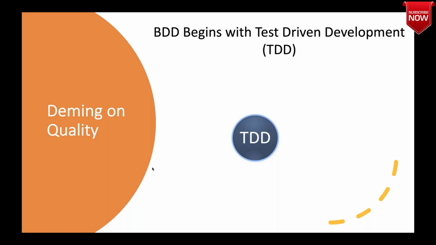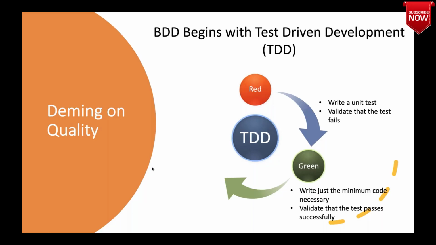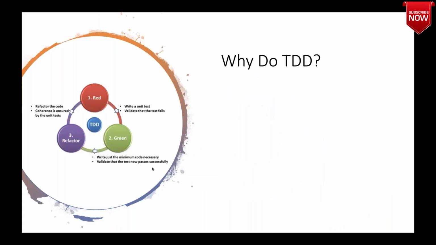So what exactly is test driven development? Everybody knows that in test driven development, you write a test first, validate that the test fails, and now you make the test green. You write a minimum piece of code to make the test case pass. And after the test case passes, you improve the test case with respect to the story which you have been given, and you refactor it, and this cycle goes on, right?